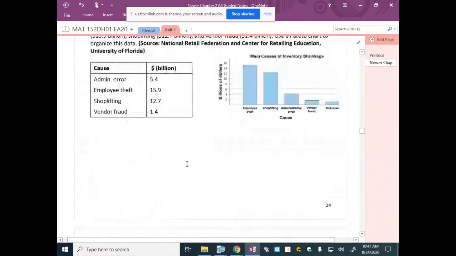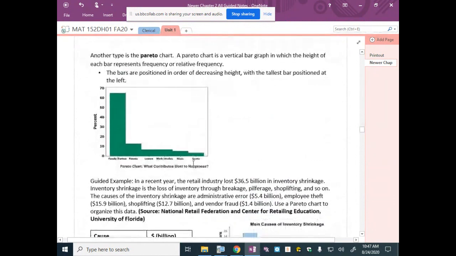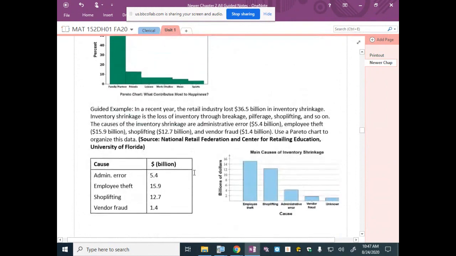All right, one of the other types of charts that I'm going to talk about are Pareto charts. They're a vertical bar graph where the height represents frequency and the bars are decreasing. I'm not going to put Pareto charts on the test. I just want to make you aware of them. So in a recent year, the retail industry lost $37 billion in inventory shrinkage through breakage, pilferage, shoplifting, and so on. So if we used a Pareto chart to organize this data, employee theft is the largest cause of inventory shrinkage.